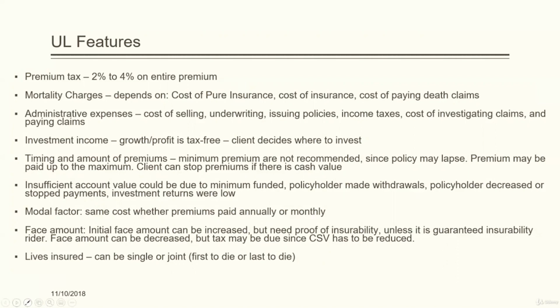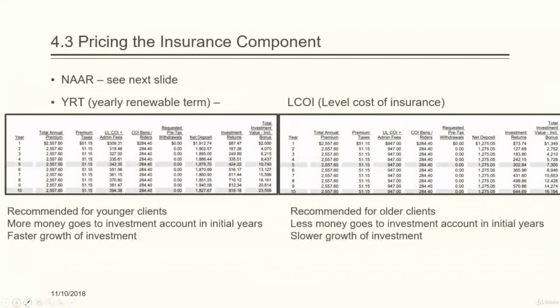So same way in the case of whole life pricing. We'll talk about NAR in the next slides, but there's YRT and there's level cost of insurance. So this is how you can have the price of the insurance. Either you can have it fixed, like we just saw in the previous slide, this is fixed $947 every year. That is a level cost of insurance.